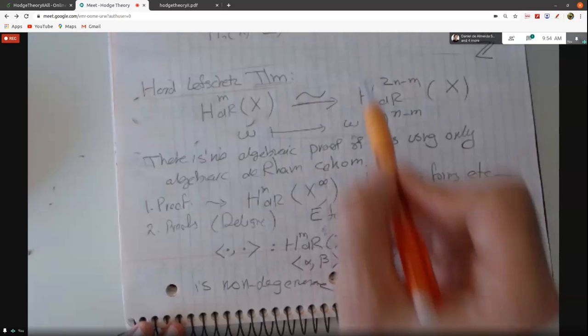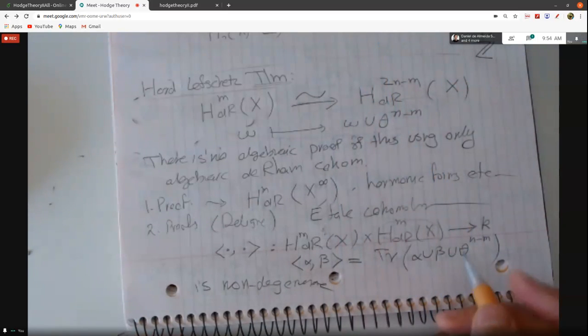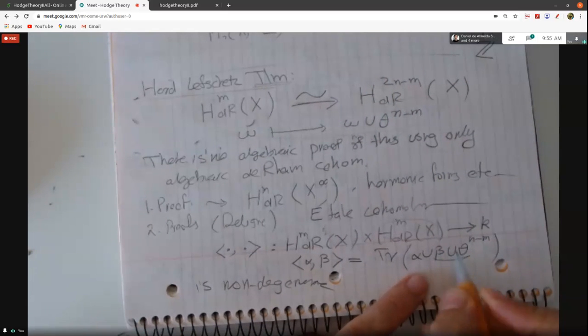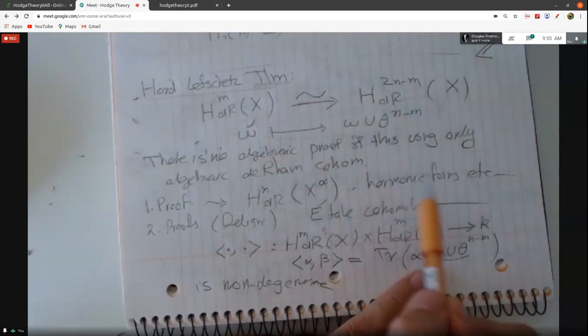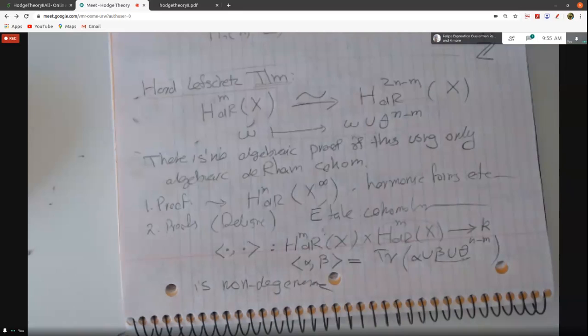This guy is isomorphic to this map that we already have here. This is the same as this one. It is just a reformulation of the previous one. And Hossein, it seems to be related to some kind of Poincare duality, right?